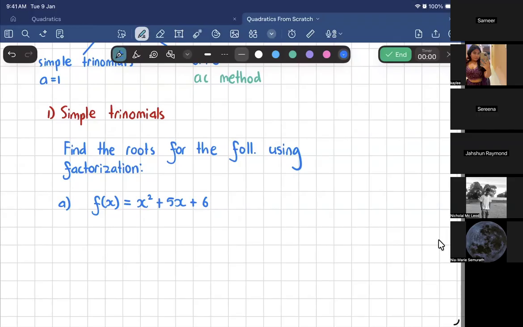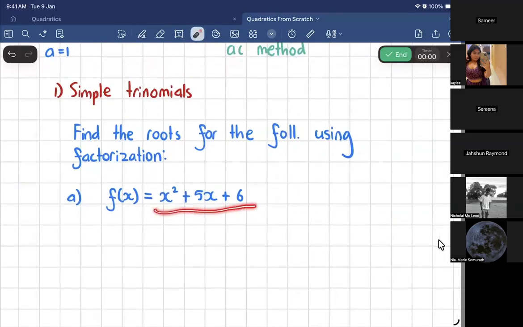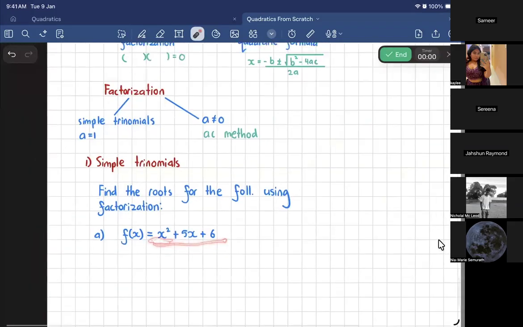If f(x) is equal to x squared plus 5x plus 6. Okay, before we do anything, right? I want you to tell me what's the value for a there? If you had to say what a is equal to. A is equal to 1. Could everybody see that a is equal to 1? Yes, sir.